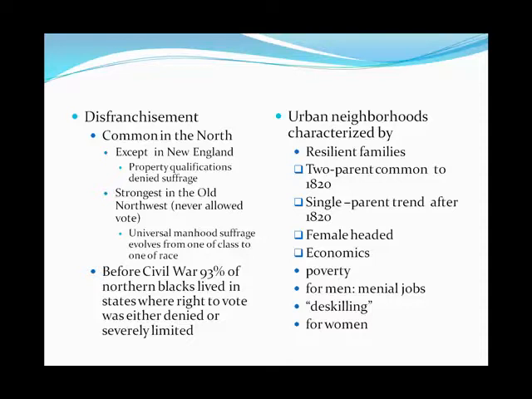But within these neighborhoods, we also have to take a look at the communities that were emerging. In terms of family life, free blacks created very resilient families. Up until 1820, two-parent households within free black communities were common. But from about 1820 until 1860, there was a trend towards single-parent, generally female-headed households. Much of this has to do with economics and the fact that it was becoming increasingly difficult for free black men to find jobs in urban areas where they could support their families.